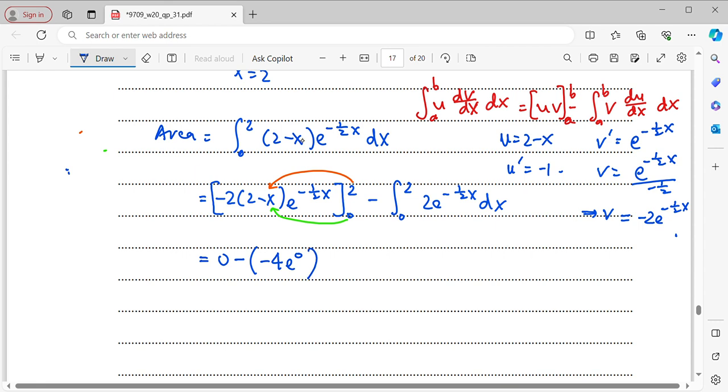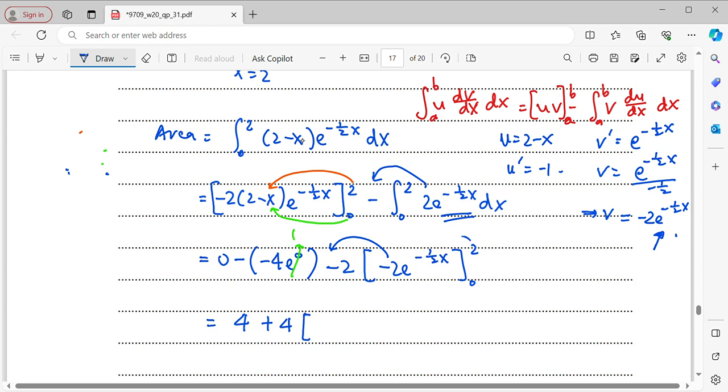Then now, this negative 2, I can take it out. So negative 2. Now, for this integration, it is this result, the v. So I will just copy minus 2e negative half x, limits from 0 to 2. Then from here, you will get e0 is 1. Then I will get 4 for the first term. And then this minus 2, take it out and combine, then you get plus 4.